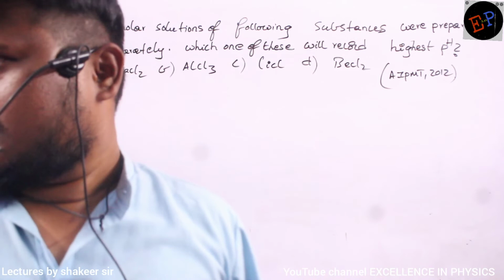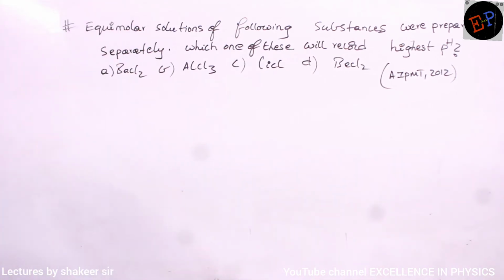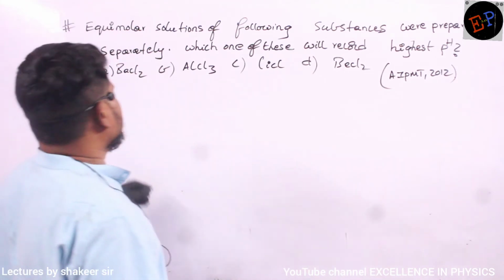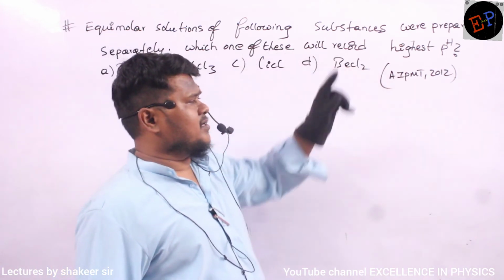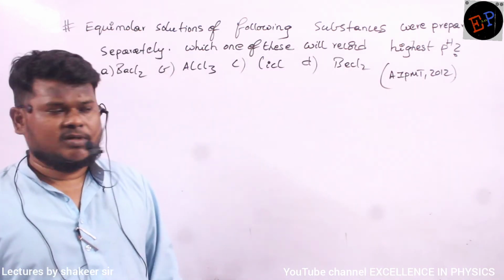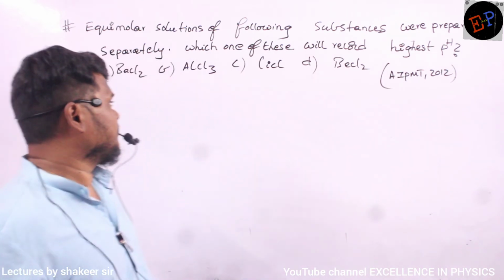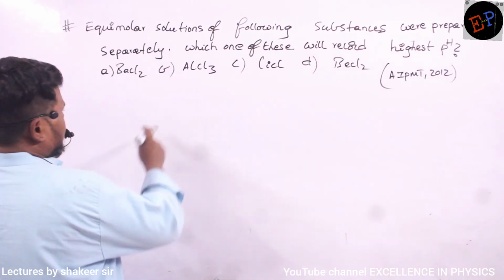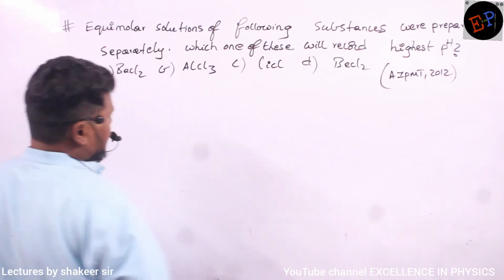Let's move on to the next problem. Equimolar solutions of the following substances were prepared separately. Which of these will record the highest pH? So again he is asking a question on basic salt only. Which has the highest pH value? The options are BaCl2, AlCl3, LiCl and BeCl2.